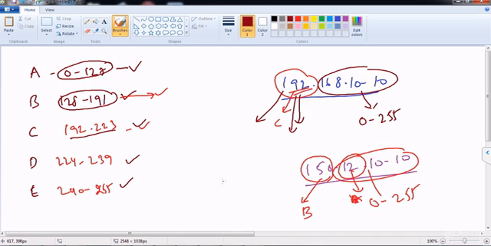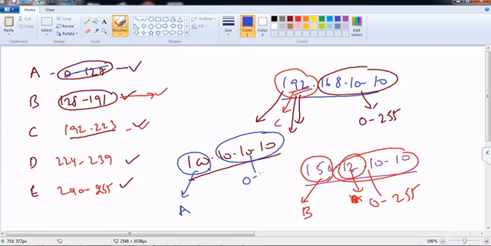Similarly, one more example. If I say 100.10.10.10 and ask which class this IP address belongs to, 100 comes in the range of 0 to 127, so it's an A class address. The remaining numbers can be anything between 0 to 255.